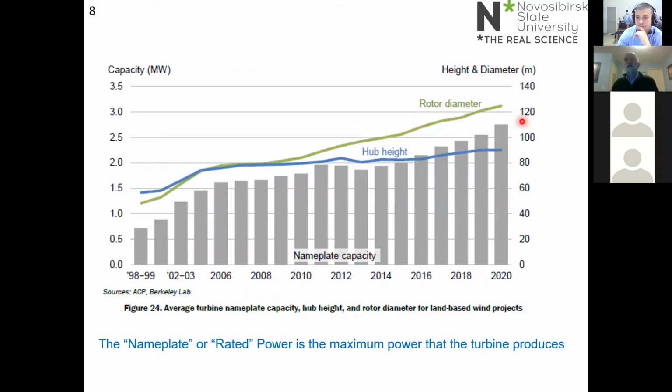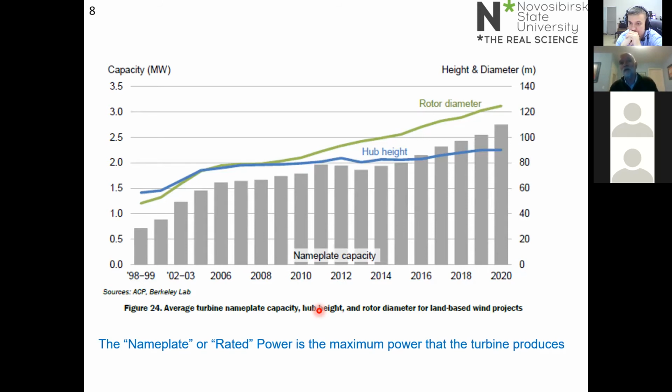Okay, here's some facts about wind turbines that have been installed in the US. What we see here over a 20-year period is the average rated power of the wind turbine, sometimes called the nameplate capacity. The nameplate capacity or rated power is always the maximum power that a turbine can produce. So if I buy a 2 megawatt wind turbine, then that wind turbine will produce a maximum of 2 megawatts. The same thing occurs for photovoltaics.